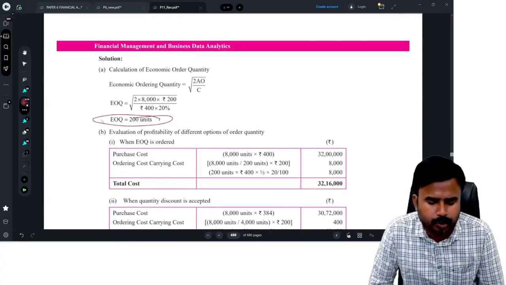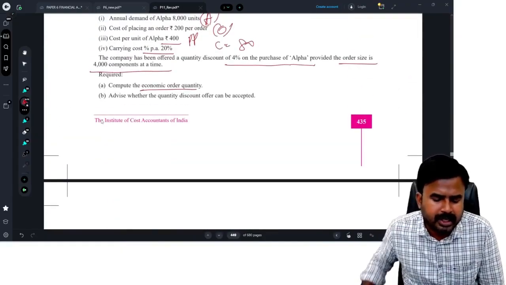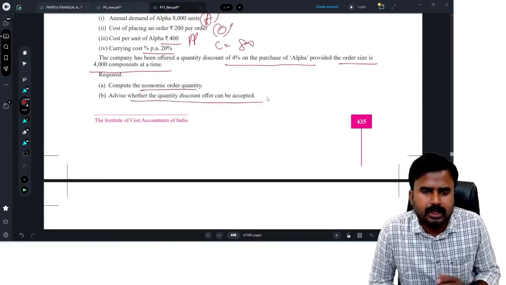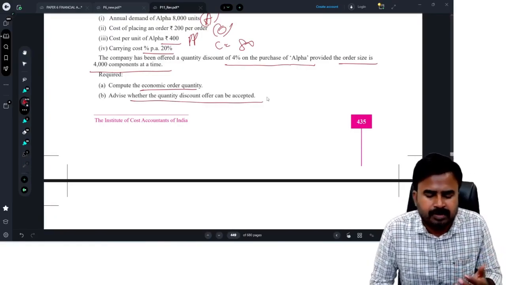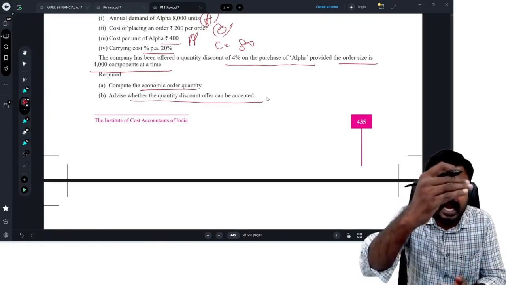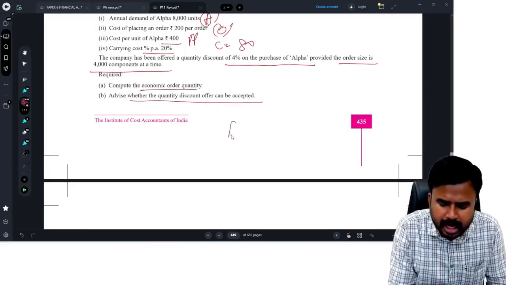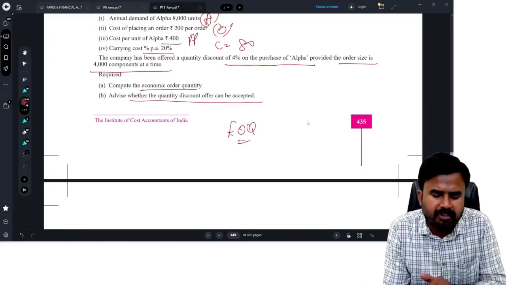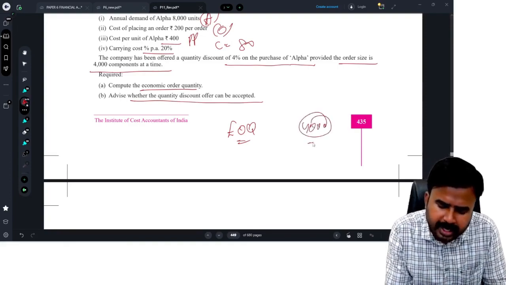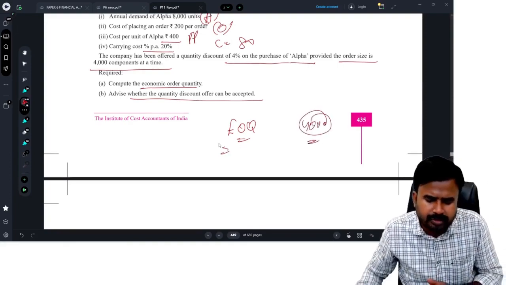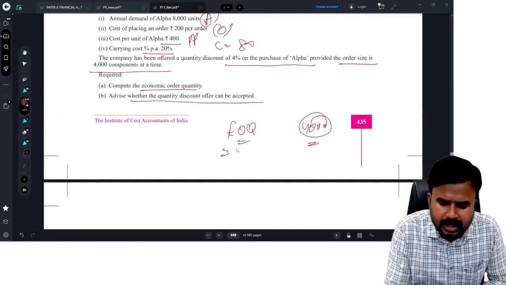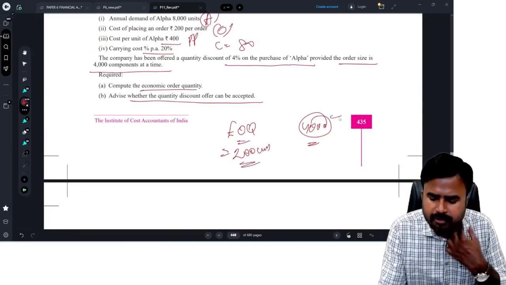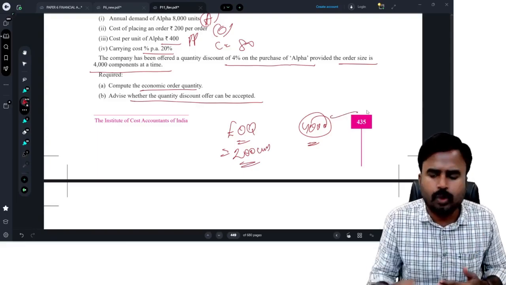That's what EOQ. But the question is, can I advise whether the quantity discount offer can be accepted? Can I accept this quantity discount offer? So what should I do? I should calculate total cost under EOQ, economic ordering quantity, and under the quantity discount offer of 4,000 units of ordering quantity. I got an EOQ of 200 units. So for the 200 units ordering quantity, I should calculate total cost. For 4,000 units ordering quantity, I should calculate total cost.